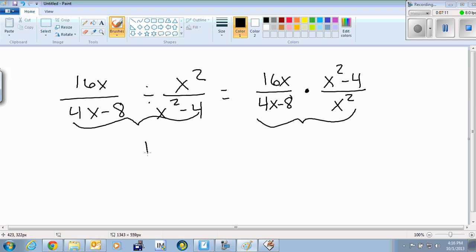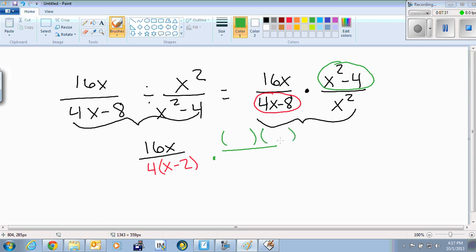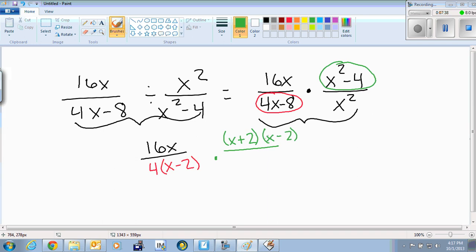So 16x can't be factored. This 4x minus 8 right here, I can take a 4 out, and I'm left with x minus 2. With this x squared minus 4, the only way to factor it is to split up your x's, and then the sign's going to be different, and the square root of 4 is 2. And then of course x squared can't be factored either.